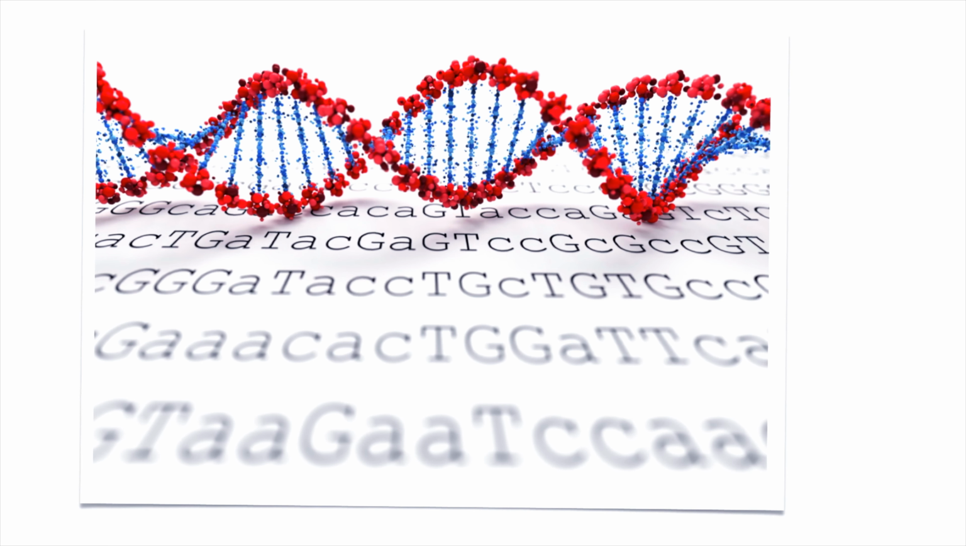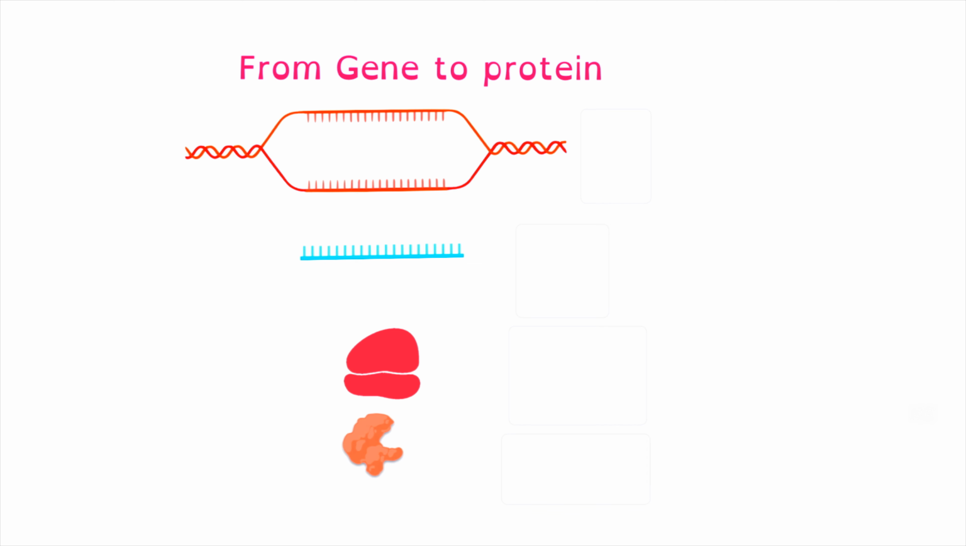So the code itself is going to be copied. As I said, I'm not going to copy the whole DNA, I'm just going to copy a section. Think of the DNA as a book of recipes, and we're only going to copy one of these recipes. So what are we going to call this copy of one of the recipes? We're going to call it the messenger RNA.